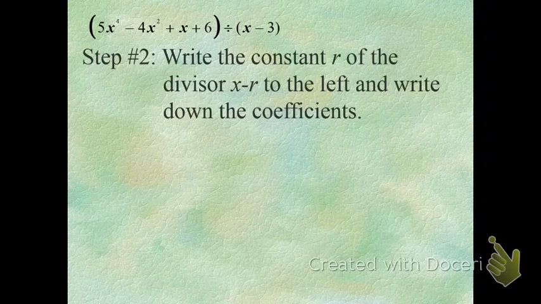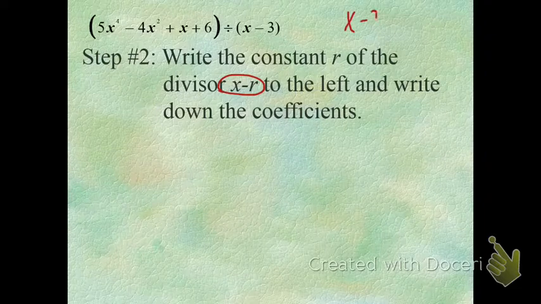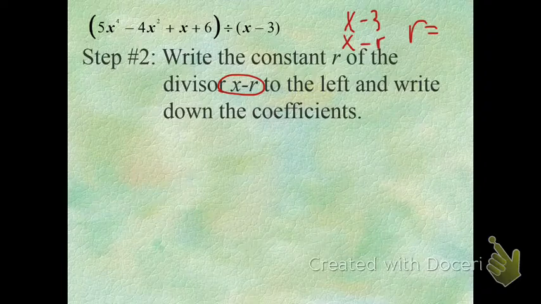When we do focus on our number, our divisor for synthetic division is written as x minus r. So if we look at this, x minus 3, which is written from x minus r, your r is actually a what? If you have x minus r and you have x minus 3, what's the sign of your 3? Isn't it technically a positive 3?